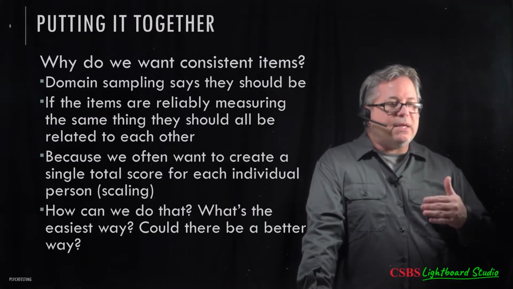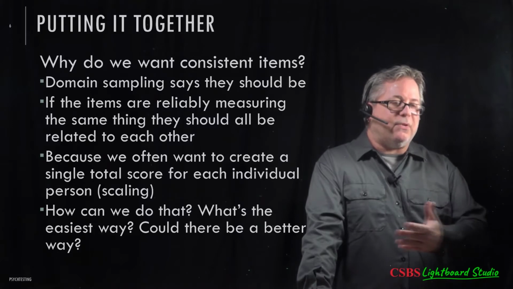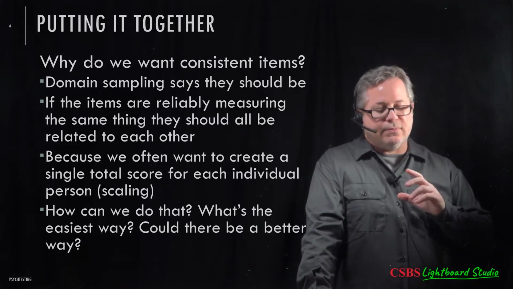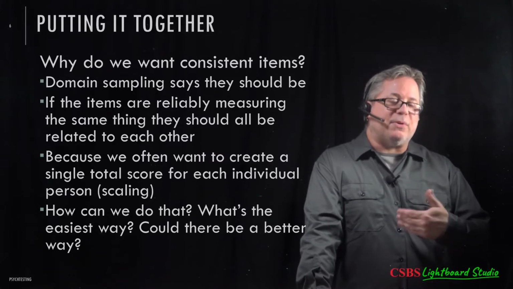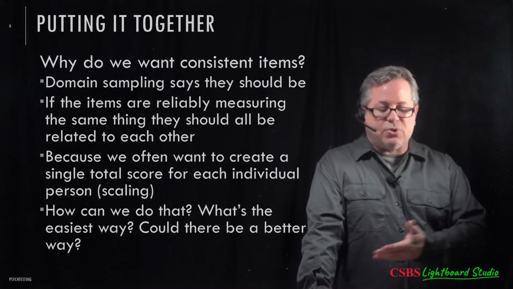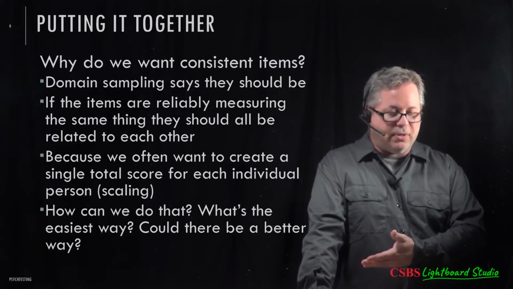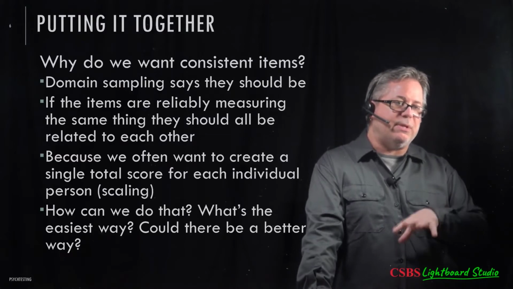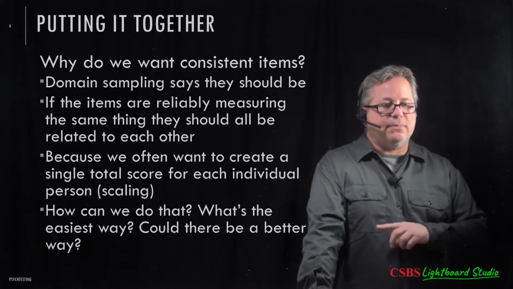And then they use that as an argument for why it's okay to sum the items up to get a single test score. So the rationale goes like this. The items are consistent. They're all measuring the same thing. So we should be able then to add up the points for each one of those into a single cohesive scale. Back to scaling again.